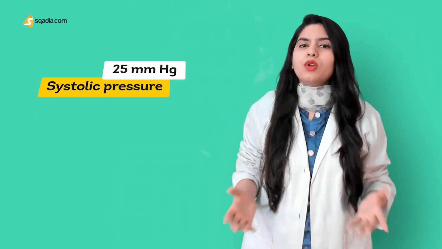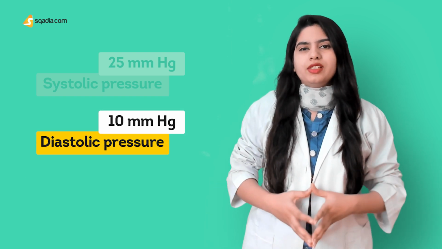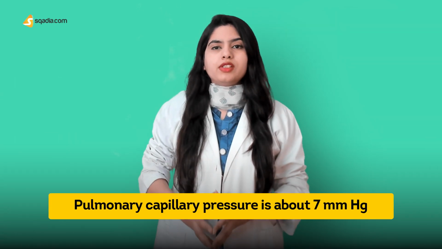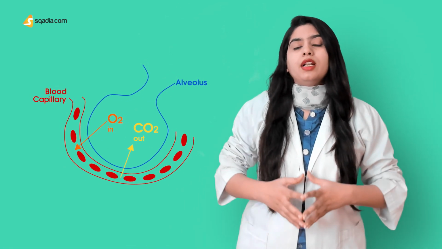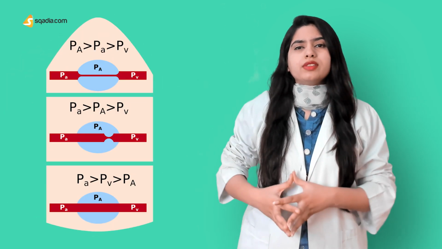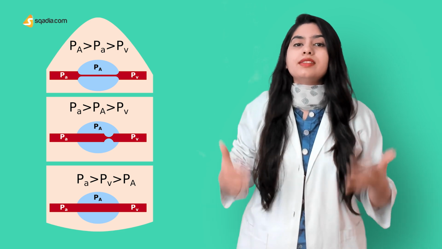If you look at the pulmonary arterial pressure, systolic pressure is 25 mmHg, diastolic pressure is 10 mmHg, and mean arterial pressure is 15 mmHg. Pulmonary capillary pressure is about 7 mmHg, and it is enough to allow the gaseous exchange taking place in the alveoli. Alveolar pressure causes greater reduction in flow at low pulmonary artery pressure than it does at high pressure. Simply, we can say that blood flow is higher in the lungs with lower blood pressure.